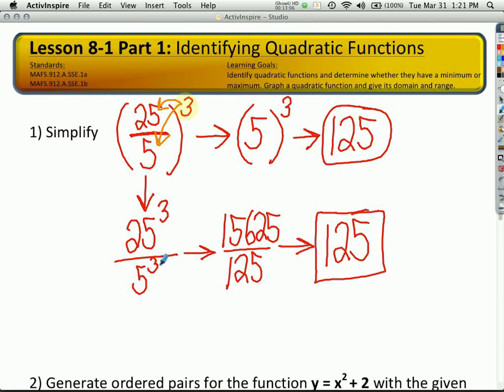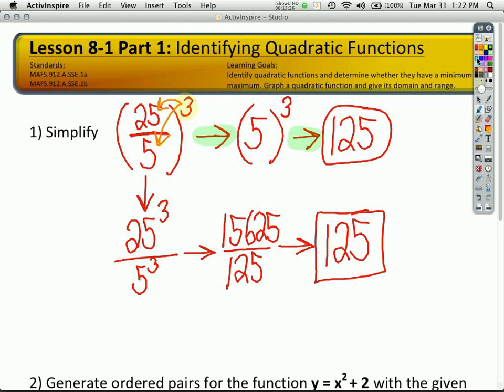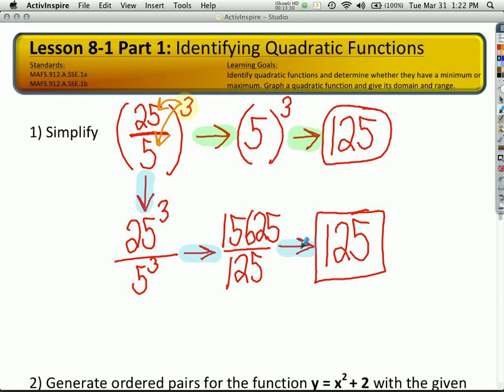Are you allowed to do this here, which is power of a quotient? Are you allowed to take each part of the quotient and apply the power to it? Give me a thumbs up if you think you're allowed to do that. Good, put your thumbs down. So some of you thought you could. Well, yes, you're allowed to do both of them. So let's call this the green path, and let's call this the blue path. Both are allowed. Both are legal.